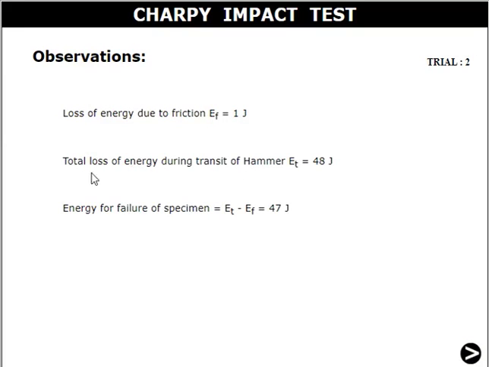The loss of energy due to friction is equal to 1 joule. Then the total loss of energy during transit of hammer is equal to 48 joule, and the energy for failure of specimen is the difference between the total loss of energy during transit of hammer and loss of energy due to friction. So we will get 47 joule as energy for failure of the specimen in trial number 2.